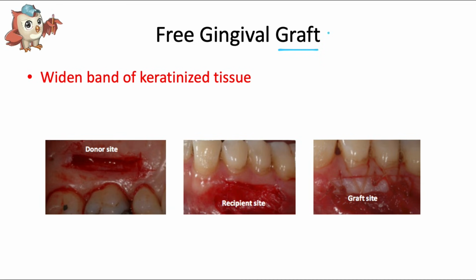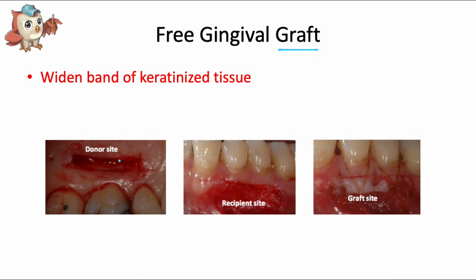Free gingival grafts are used to widen the band of keratinized tissue around teeth, usually in the mandibular anterior. For clarity, keratinized tissue includes the free gingiva and the attached gingiva that make up about the first 3 millimeters or so of gingiva next to each tooth. If it's reduced and only, let's say, 1 millimeter thick, then that could be an indication for doing this kind of graft, to widen it.